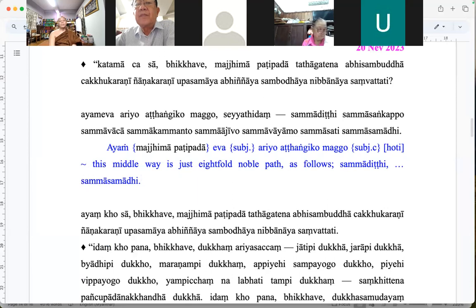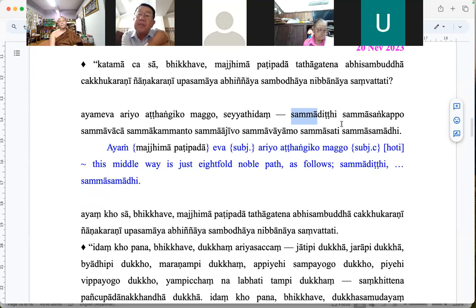So samma samadhi. To remember the meaning easily, samma means right. Ditthi means vision. The literal meaning of ditthi is vision, but in English also, when we say "I see," that means I understand. I got it.